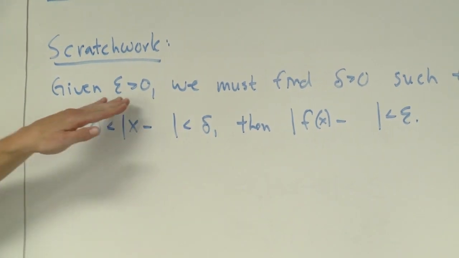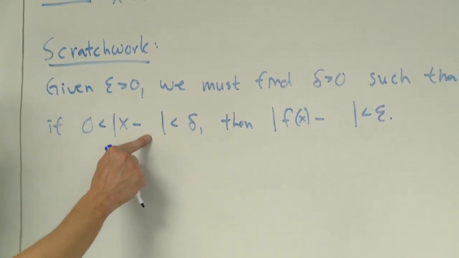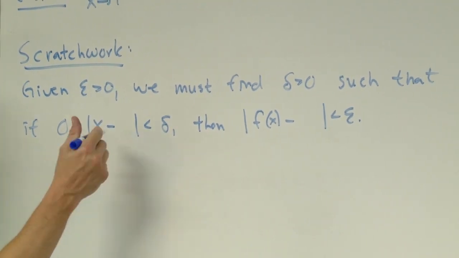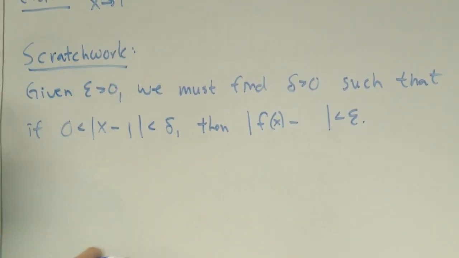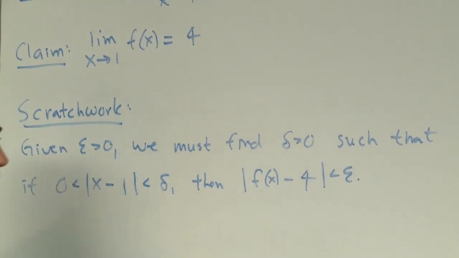So the person on the street chooses an epsilon, and we find a delta, so that if 0 is less than absolute value of x minus, what in this case? 1, because that's our value of c, then absolute value of f of x minus 4, because that's what we think our limit is.